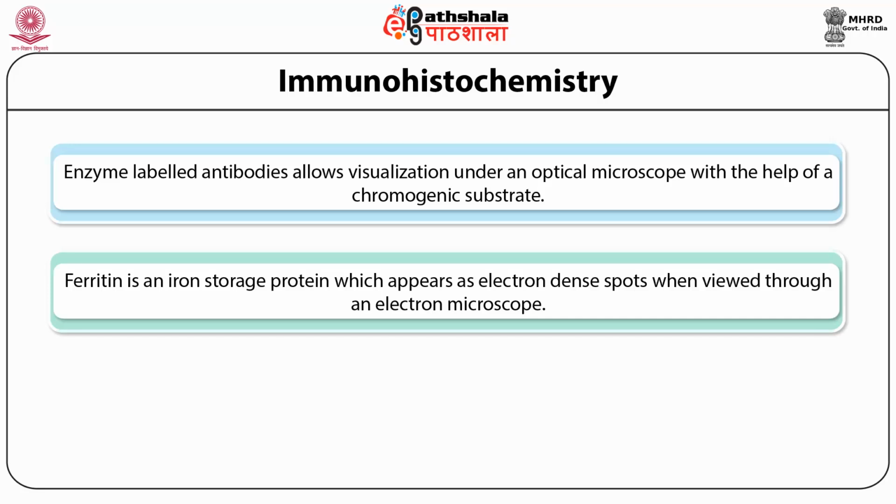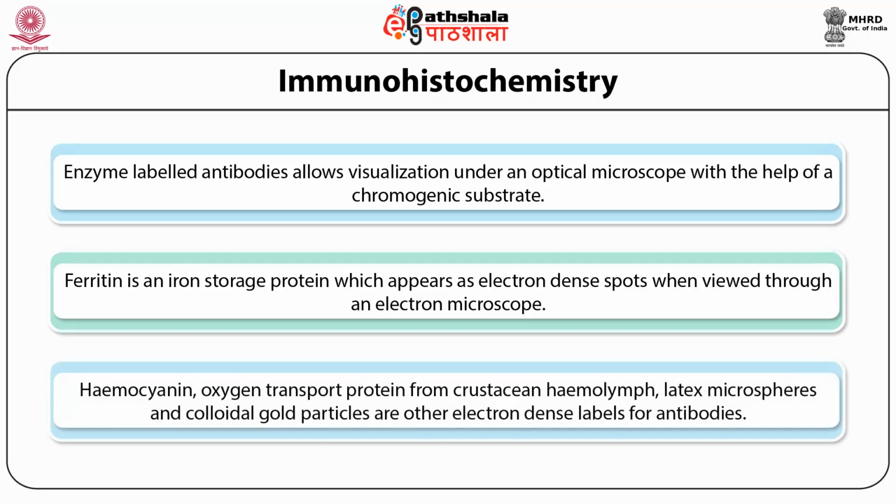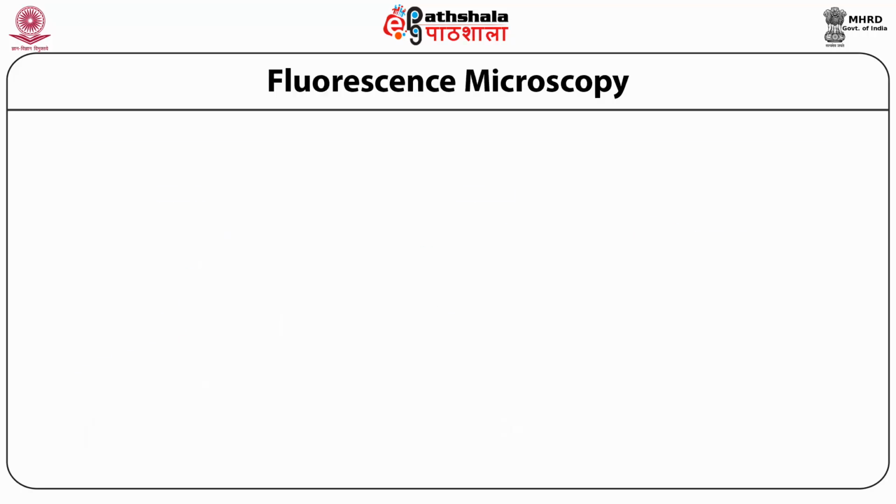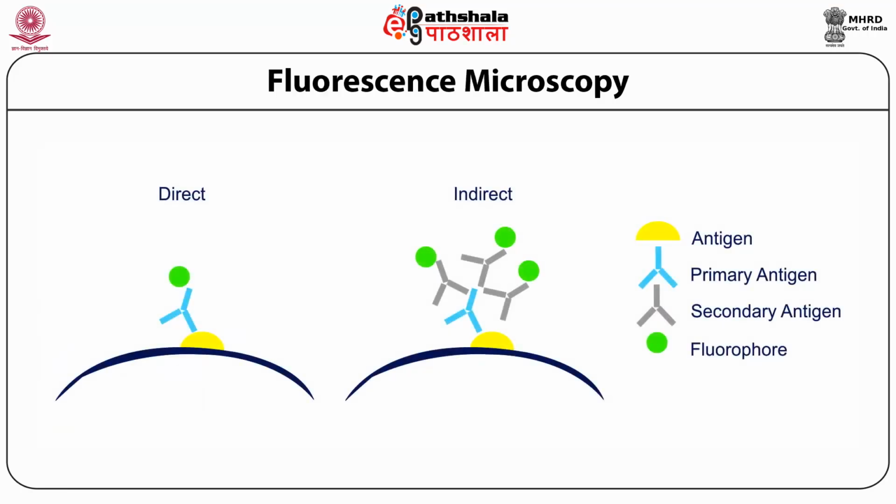Other than ferritin, hemocyanin is an oxygen transport protein from crustacean hemolymph. Latex microspheres and colloidal gold particles are other electron dense labels which can be used for labeling antibodies for studying by immunohistochemistry. Fluorescence microscopy can also be used to look at the antigen antibody interactions.